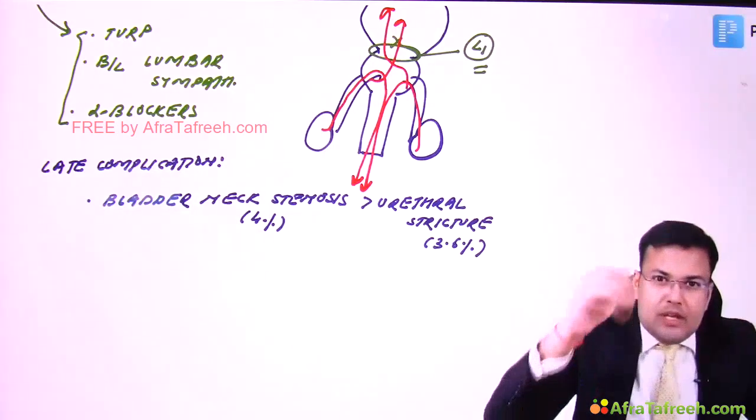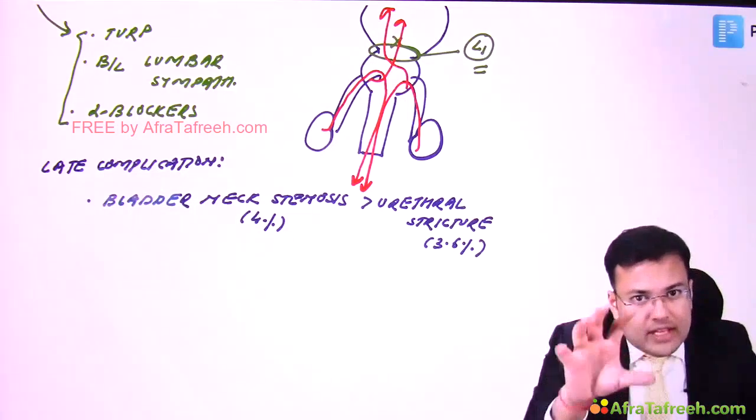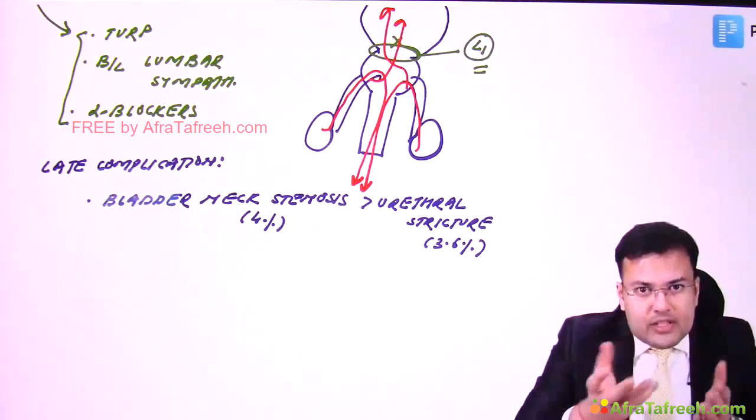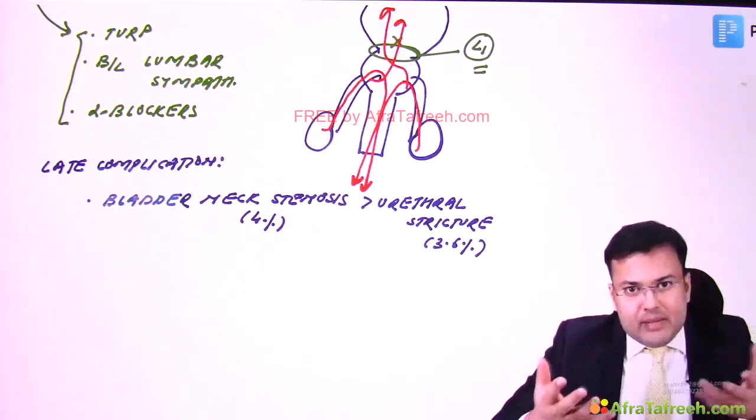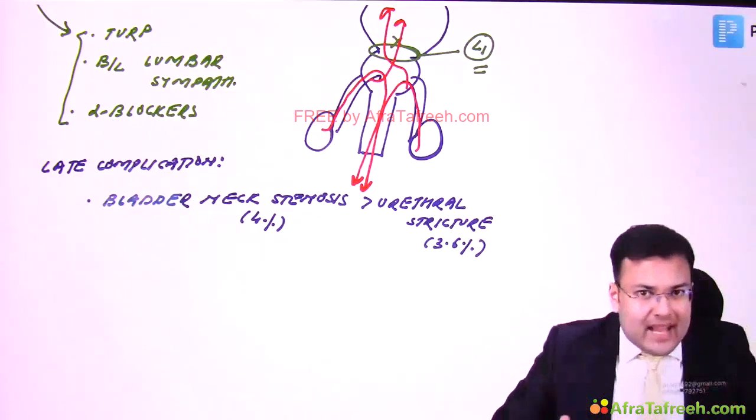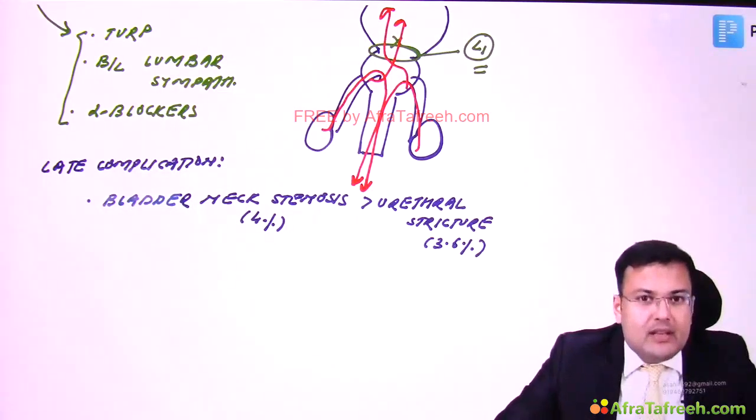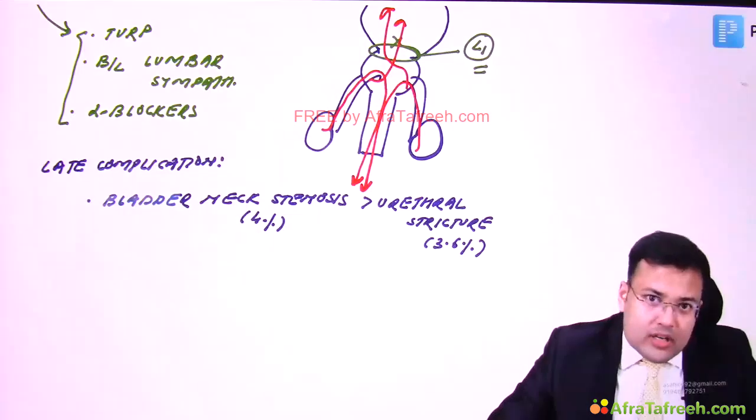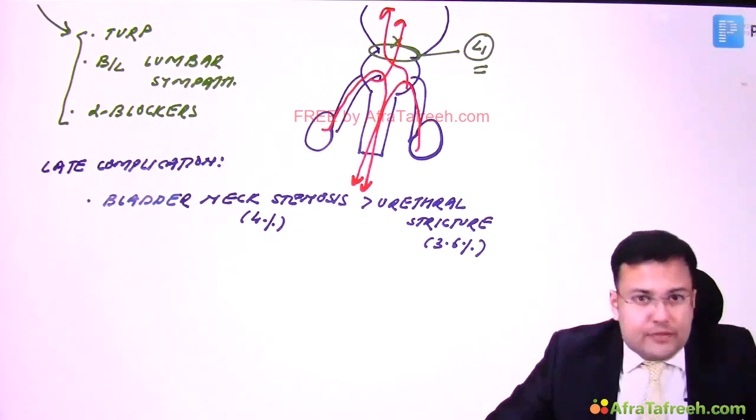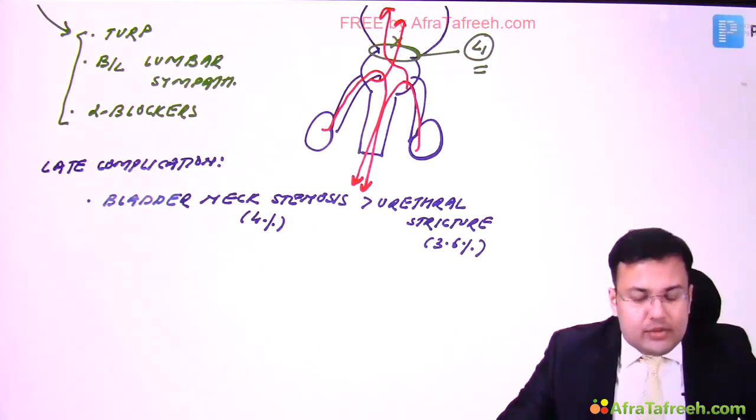See, in TURP you are removing chips of tissue, so the vascular channels are open and continuous irrigation is going on with the help of 1.5% glycine. Since vascular channels are open, if the surgery is performed for a longer duration, what will happen? There will be absorption of irrigating fluid via the vascular channels, which leads to fluid overload, and this is known as TUR syndrome, water intoxication. Since there is fluid overload, the patient is going to suffer from dilutional hyponatremia. So this complication is known as TUR syndrome.